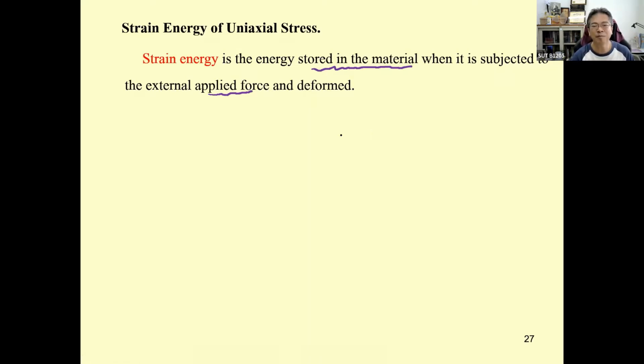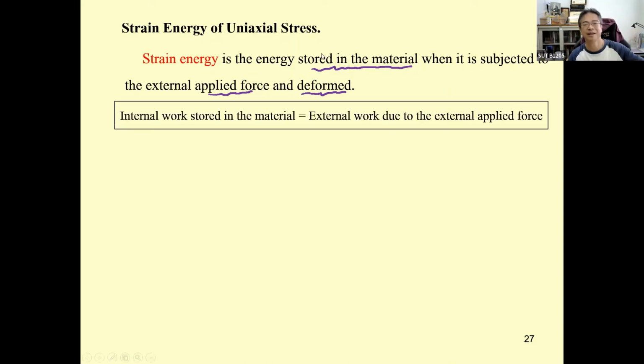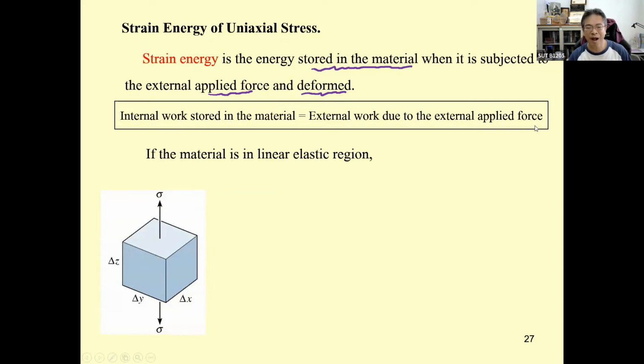What is the proof of this? Because in the elastic region, if you release it, it's going to return. How does it return? Because the energy is released, that's why it returns. And then the internal work stored in the material will be equal to the external work due to the externally applied force.